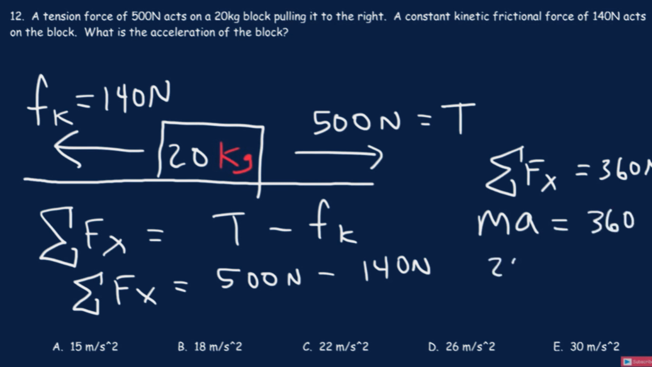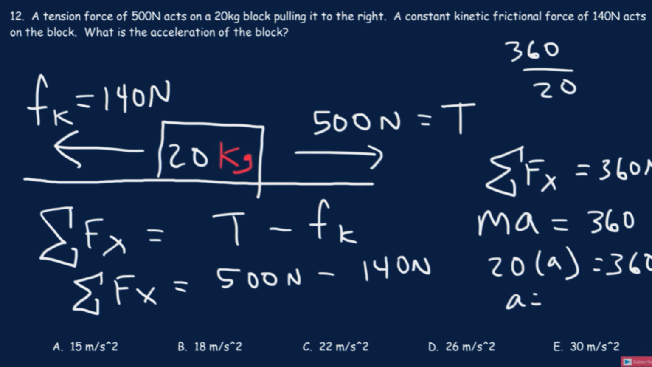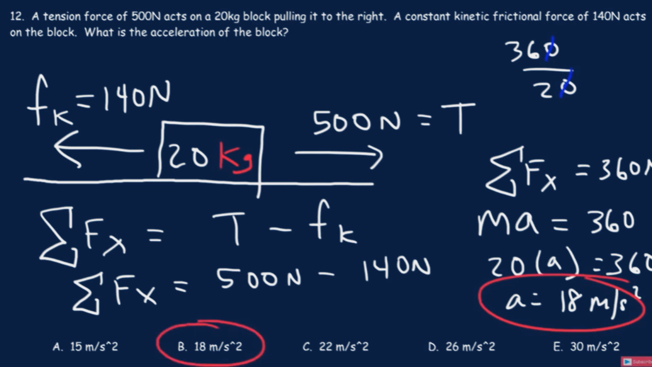The acceleration is going to be 360 divided by 20. So we can cancel a zero. It is really 36 divided by 2, which is 18 meters per second squared. So as we can see, answer choice B is the right answer.